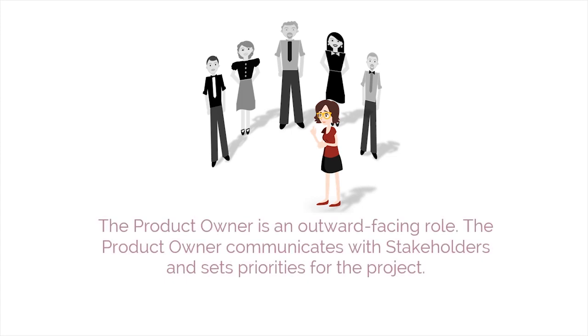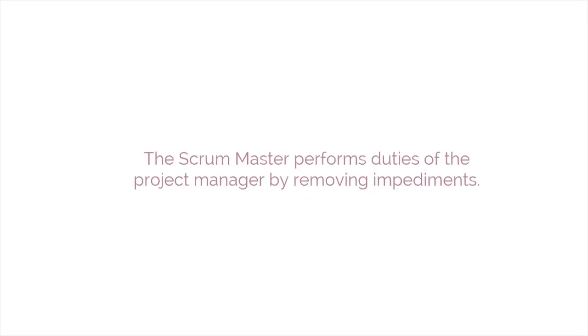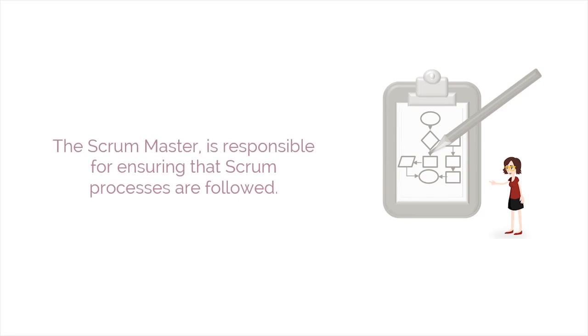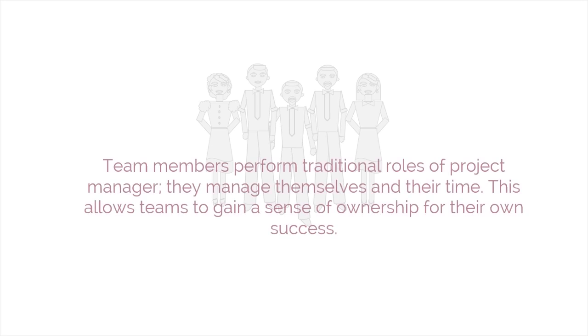The product owner is an outward-facing role. The product owner communicates with stakeholders and sets priorities for the project. The Scrum Master performs the duties of the project manager by removing impediments. The Scrum Master, like the project manager, is responsible for ensuring that Scrum processes are followed. Team members also perform some of the traditional roles of the project manager in that they manage themselves and their own time. This allows teams to gain a sense of ownership for their own success.